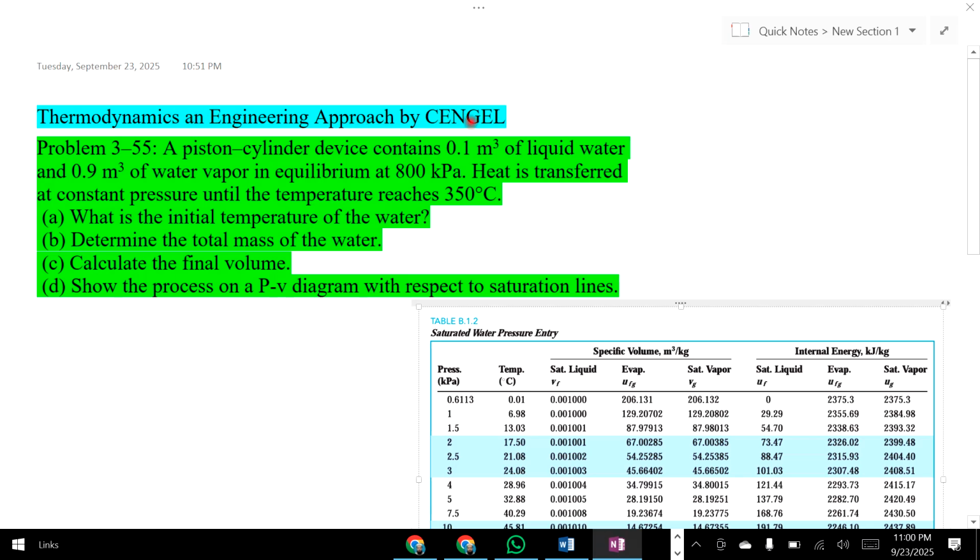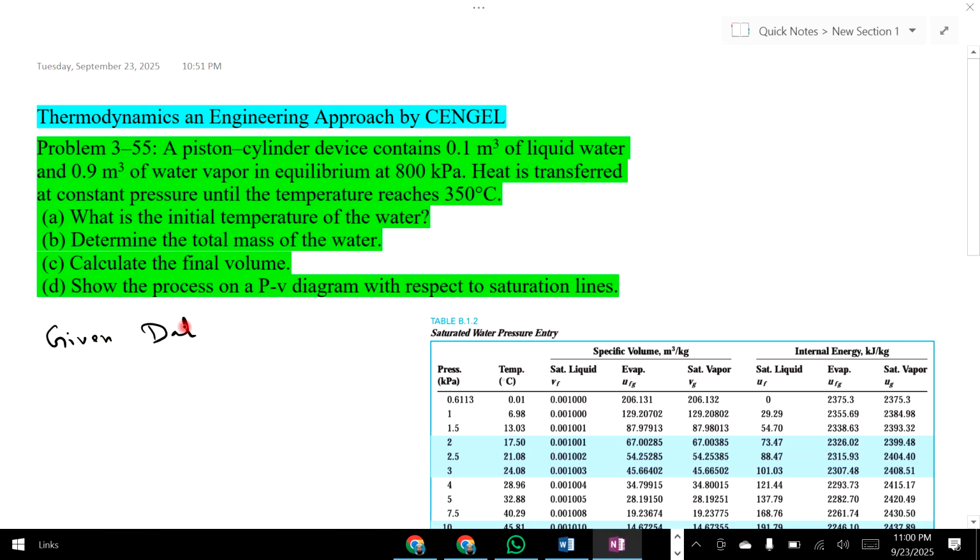The statement of the problem is: a piston cylinder device contains 0.1 cubic meter of liquid water and 0.9 cubic meter of water vapor in equilibrium at 800 kilopascal. Heat is transferred at constant pressure until the temperature reaches 350 degrees centigrade. First I write the given data.